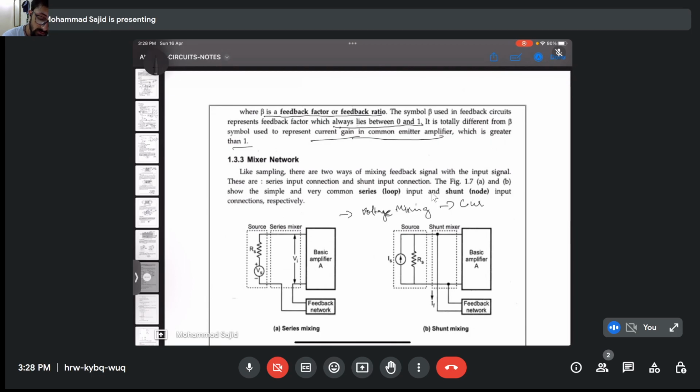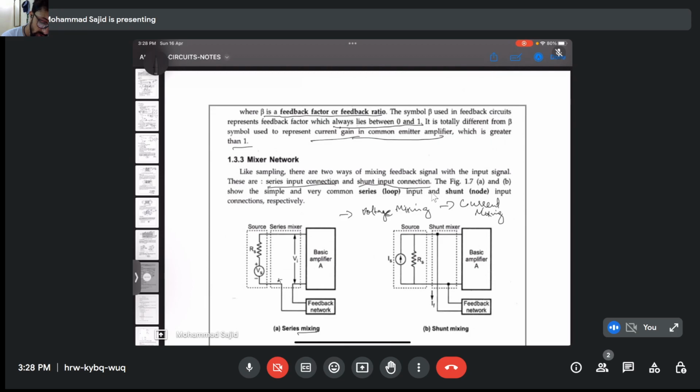Next is current mixing. By using the series input connection, you do the voltage mixing, and shunt input connection will give you the current mixing. Like here, series mixing. You connect your feedback network here.